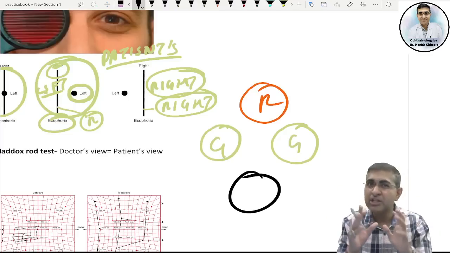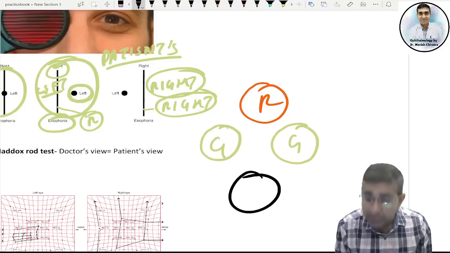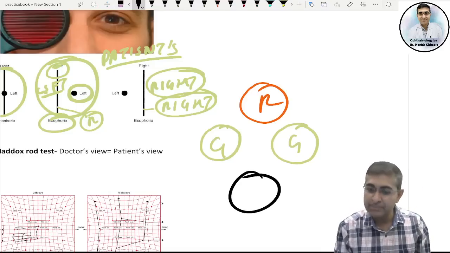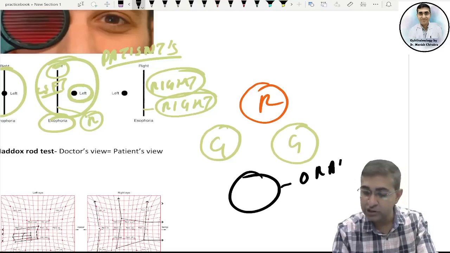Now if the patient is having fusion and the patient is not having diplopia, the patient is going to see 2 green dots, 1 red dot, and this one will be orange or red-green.